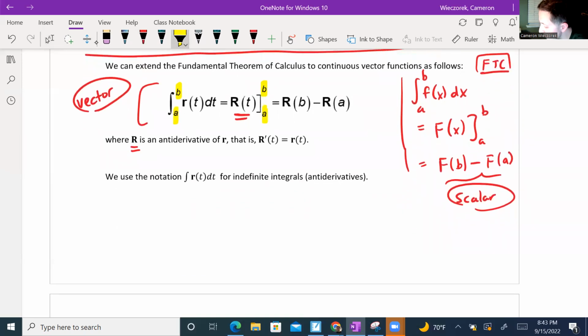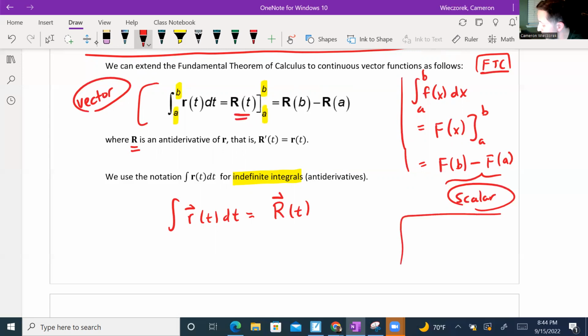We can also do indefinite integrals, antiderivatives, in which case if I integrated r of t dt, I would still get my antiderivative space curve, r of t, but I wouldn't have bounds attached to it anymore. And if you remember from last year, the integral of f of x dx was equal to capital F of x, that antiderivative.